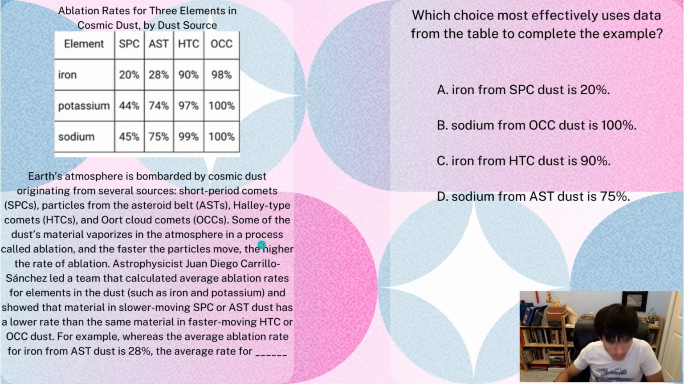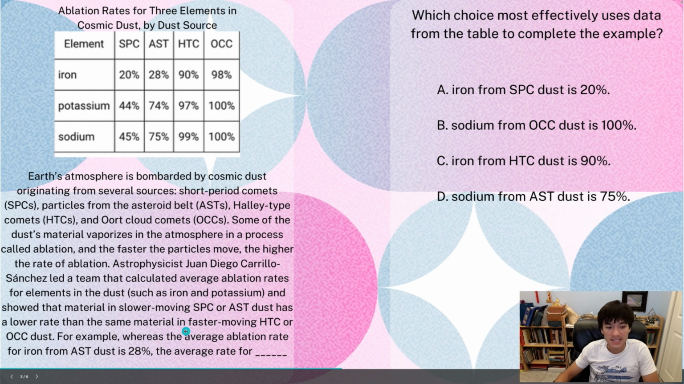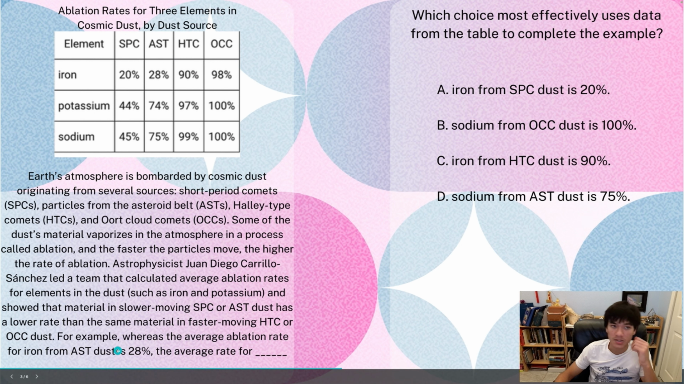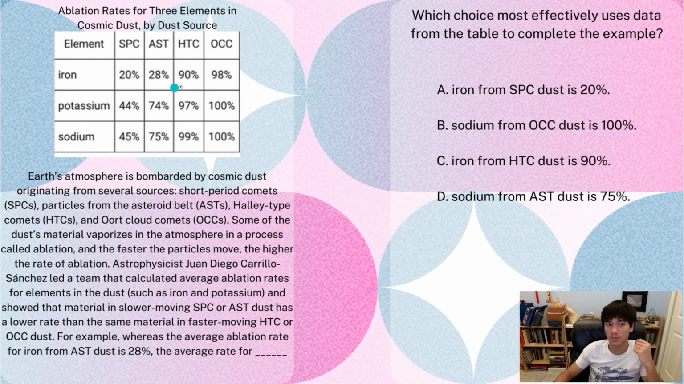So the claim is that material in slower moving SPC or AST dust has a lower rate than the same material in faster moving HTC or OCC dust. See, HTC and OCC dust moves faster, SPC and AST moves slower. So we're going to try to make a comparison here. The average ablation rate for iron from AST dust is 28%. Since we're talking about the same material, we're going to look at the same element, iron, in a faster moving one, which is HTC or OCC, and we can see that it's 90% and 98%.